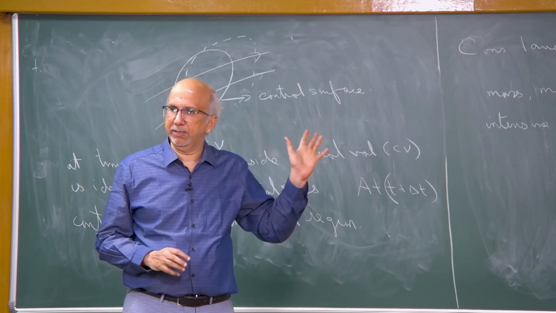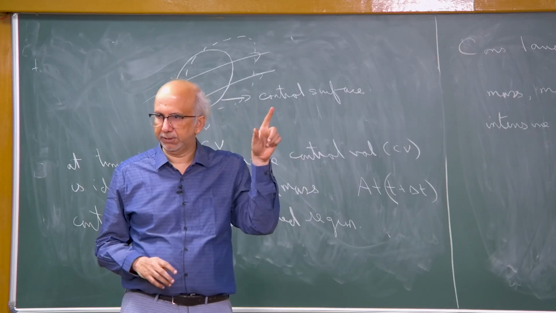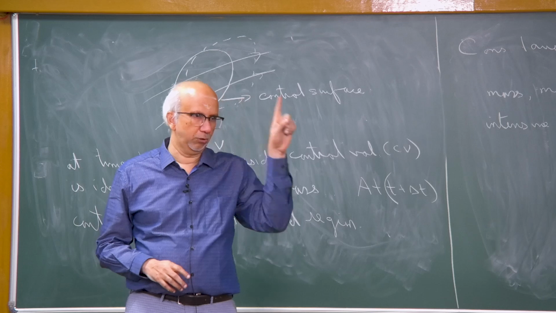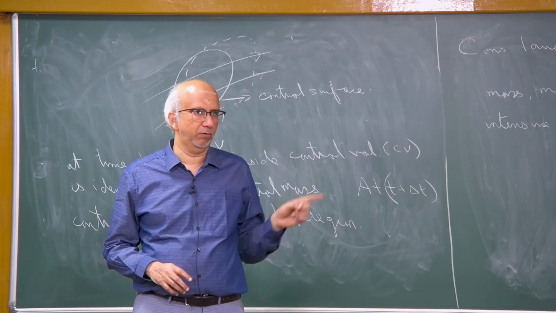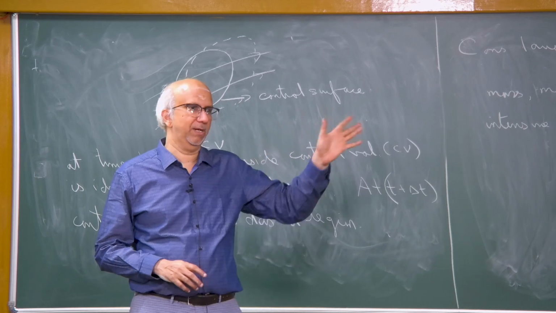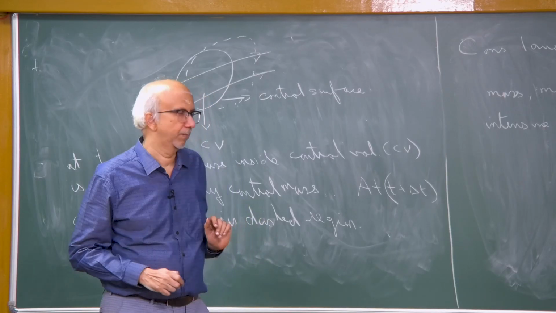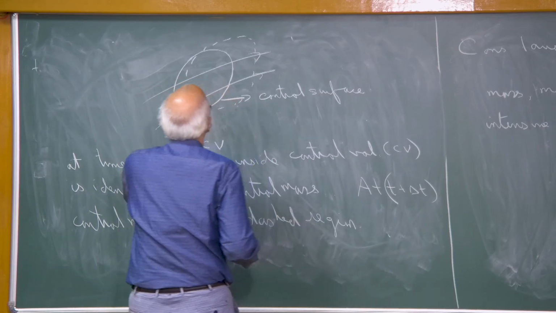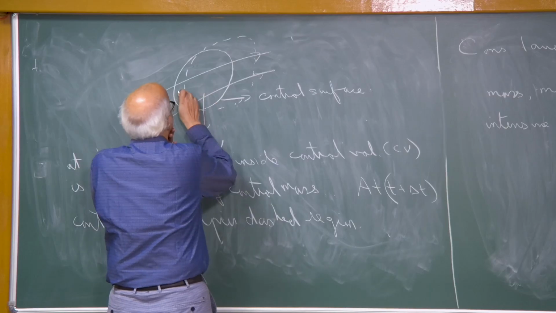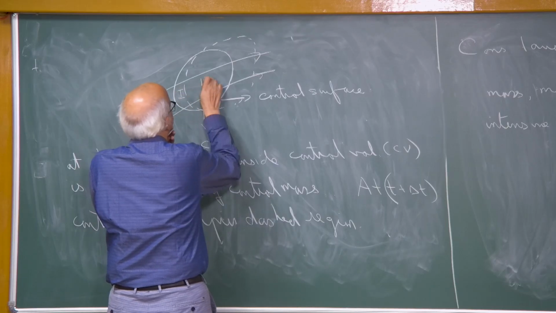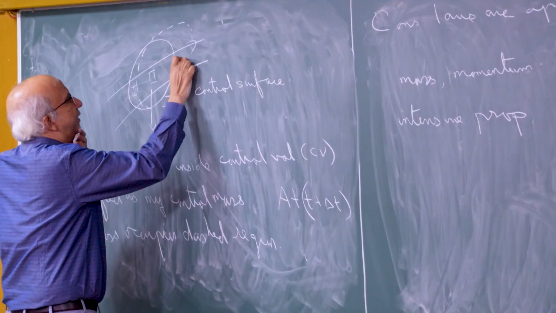Control volume remains the solid thing. At time t, control mass is occupying control volume, at t plus delta t, control mass is moved out. So now I am going to divide this thing into 3 regions. I am going to call this region 1, region 2, and this region 3.